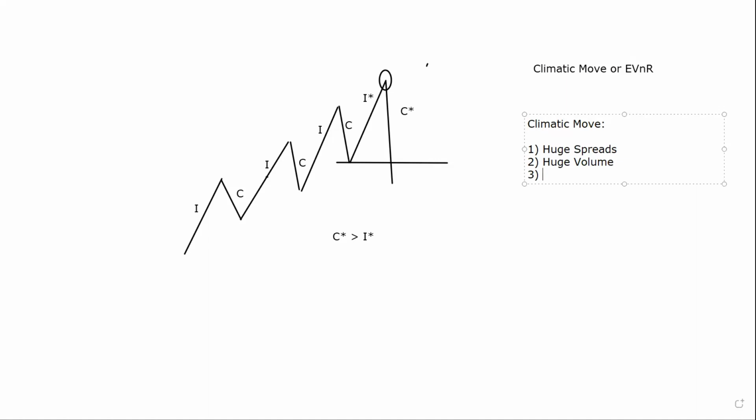what do we have? The close. A bullish climatic bar closes at 25 to 75% below the high of that bar. Am I right? You know all this already. That's a climatic move.